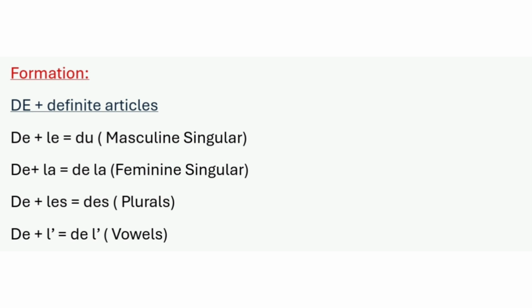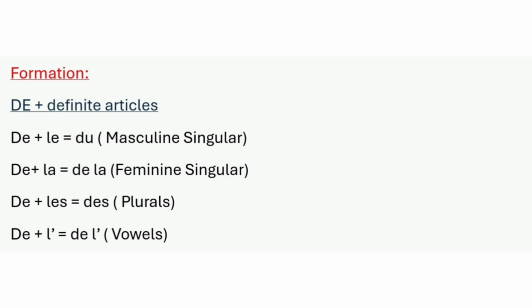First one, de plus le, which becomes du, used for masculine singular nouns. Second, de plus la, which becomes de la, used for feminine singular nouns. Then de plus les, which becomes des, used for plural nouns. Then de plus l', which becomes de l', placed before vowels.